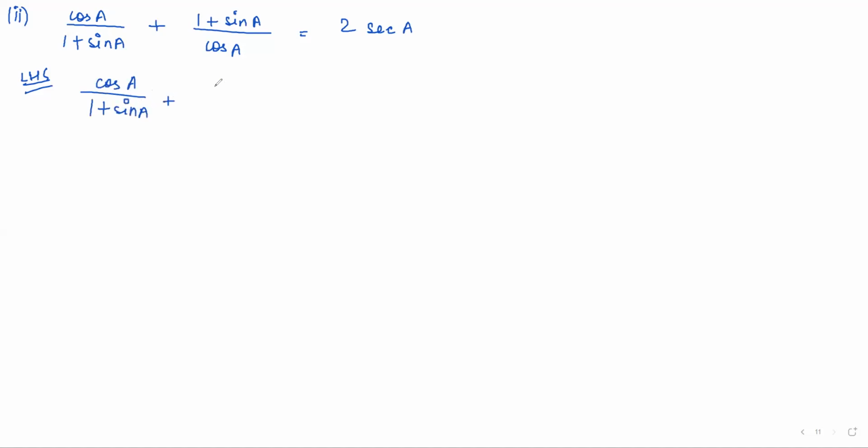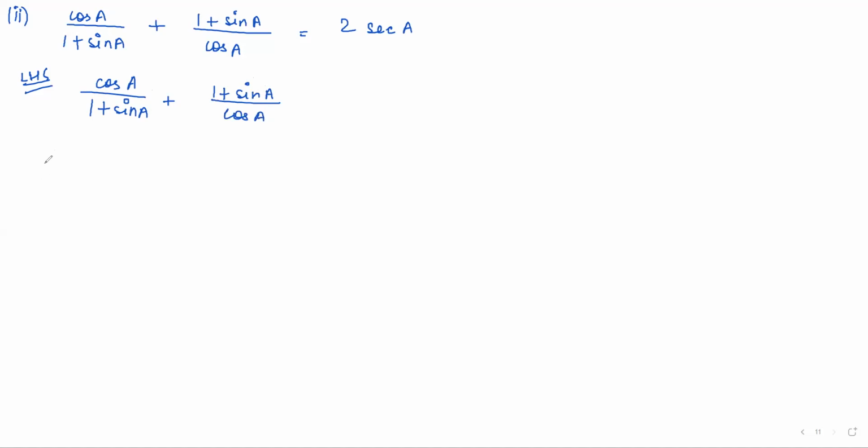So this is cos A divided by 1 plus sin A, plus 1 plus sin A divided by cos A. This is 2 sec A, right? So we start with the LHS. Let us take the LHS. Okay, this is my LHS.